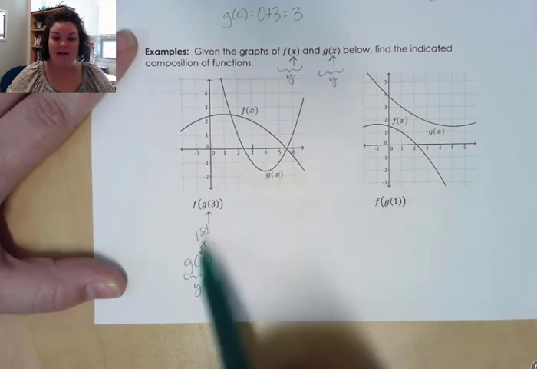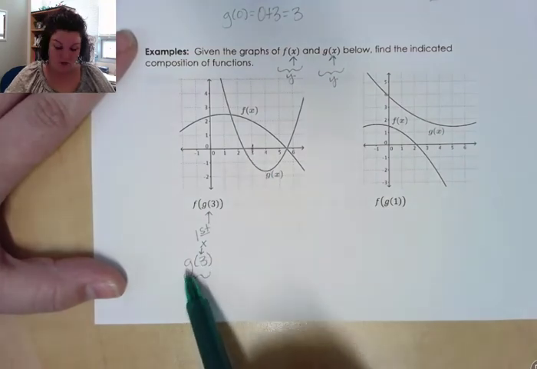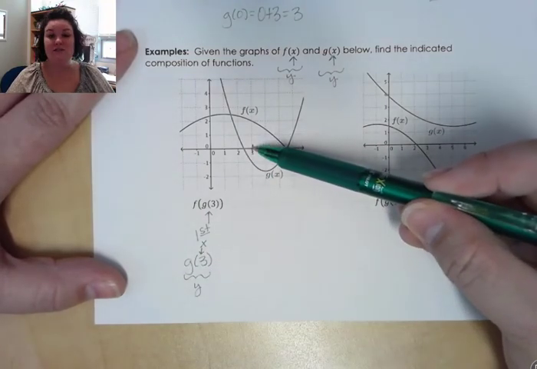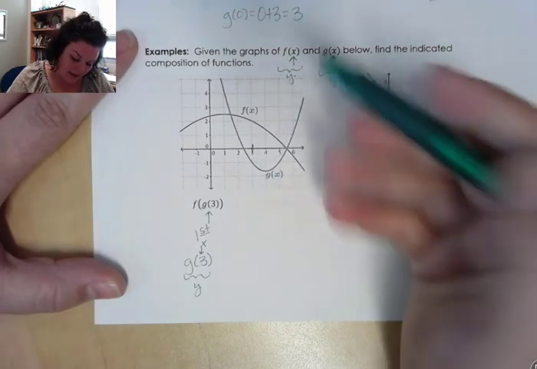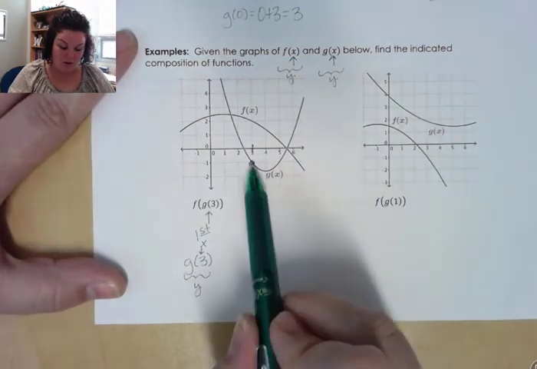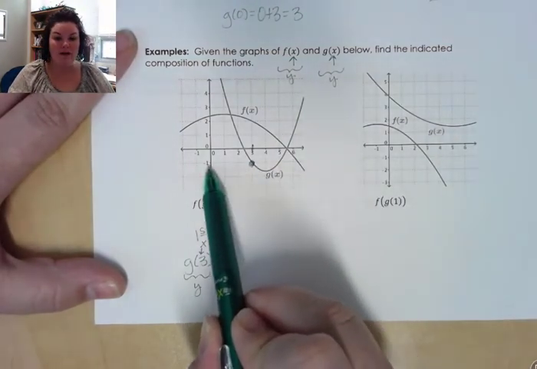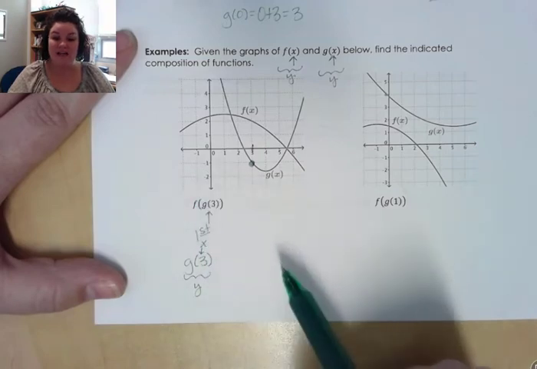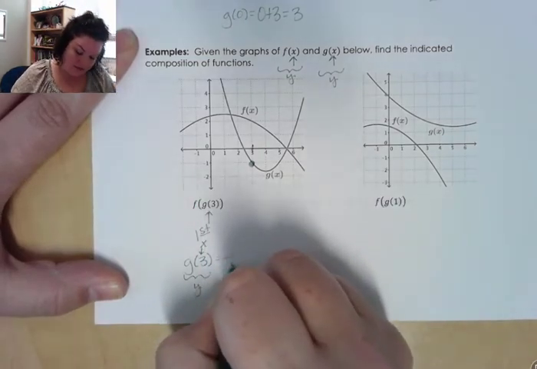I'm evaluating this on my g function. So from 3, I trace it to my g function line, which is down, and it hits my g function right here. At that point, I want to know what my y value is, which here you can see is -1. So this just equals -1.